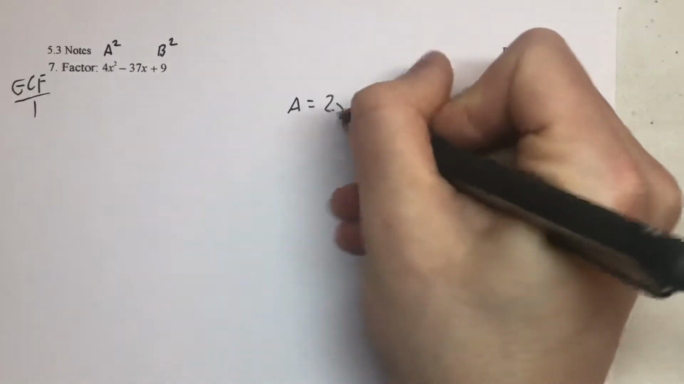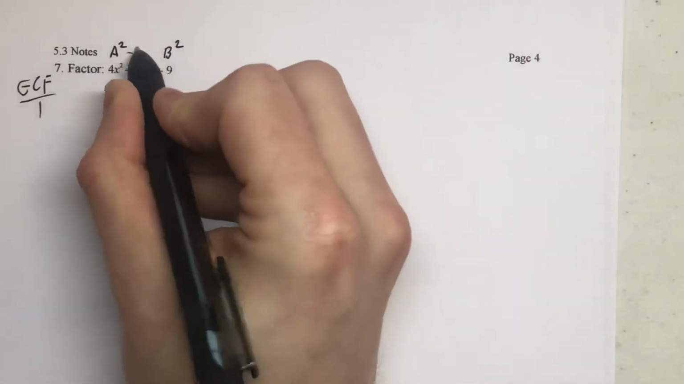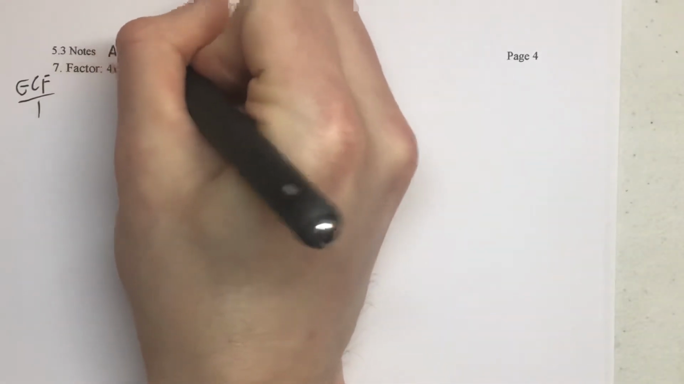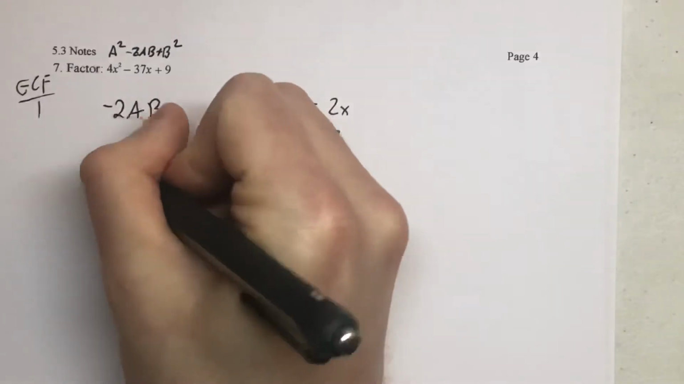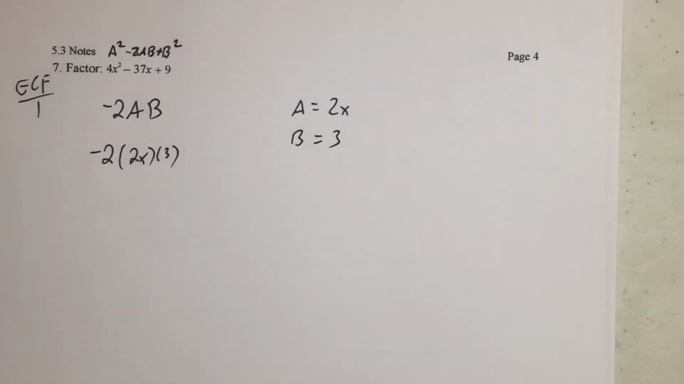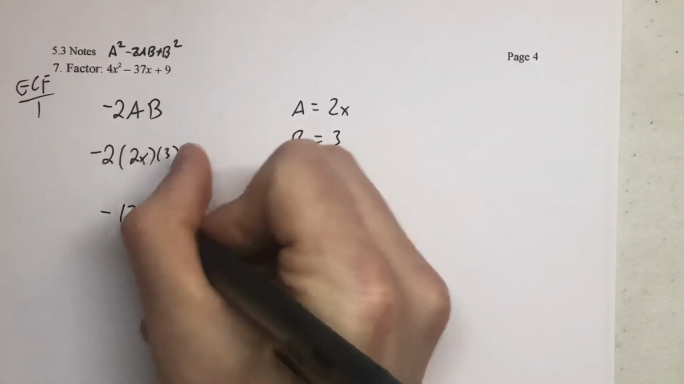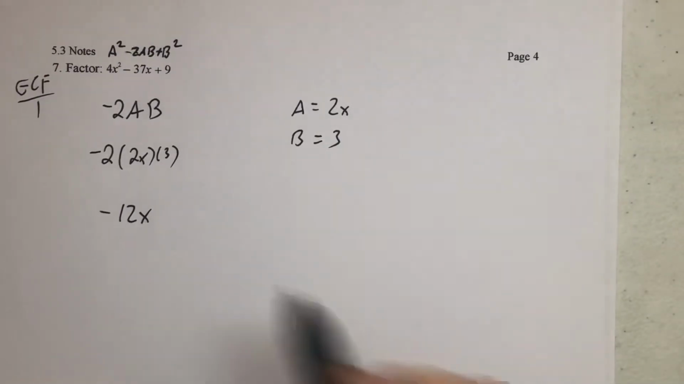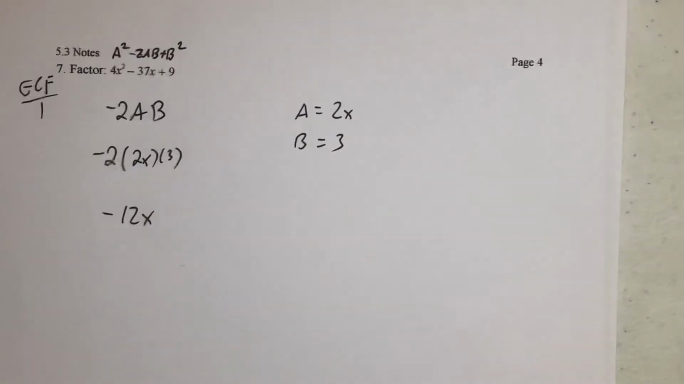So A would be 2x and B would be 3, right? 2x squared and 3 squared. And so, since we got a minus, we're saying this should be a minus 2ab term. Well, if we look at negative 2ab, that'll be a negative 2 times a 2x times a 3. And with that, we've got a negative 12x. Now, that doesn't give us that, right? That doesn't match that.